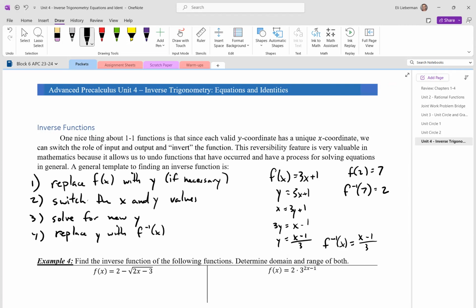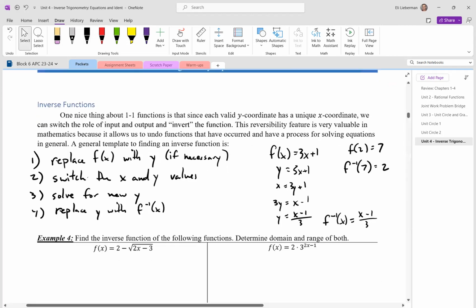Remember, it just takes the x and y and switches them. So if you're plugging x into the function, you get y. So you plug that y into the inverse function, and you can actually spit out what you started with, the original x. That's the essence of the inverse function. Yeah?